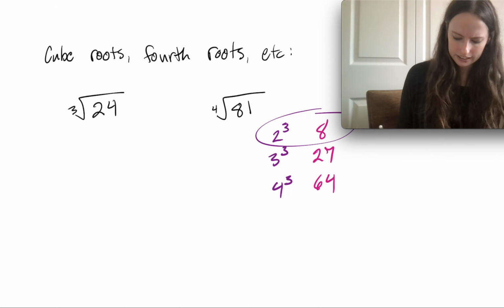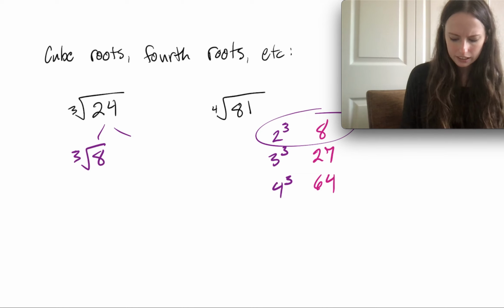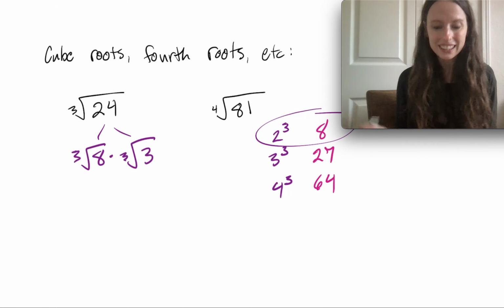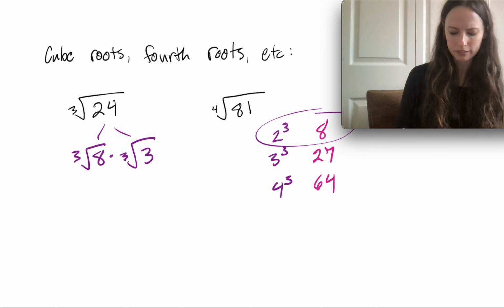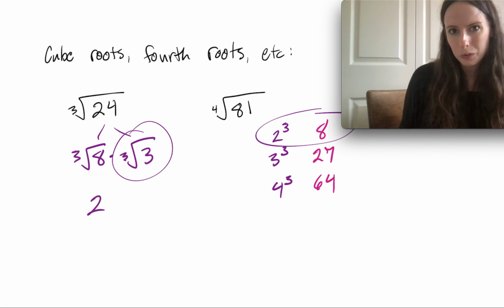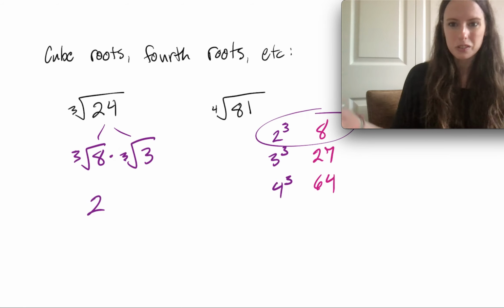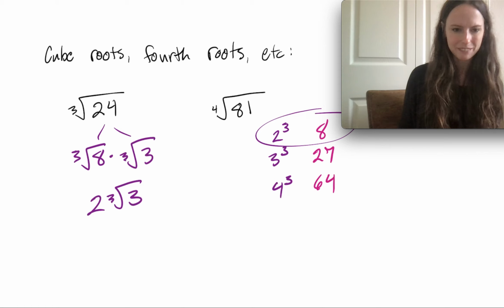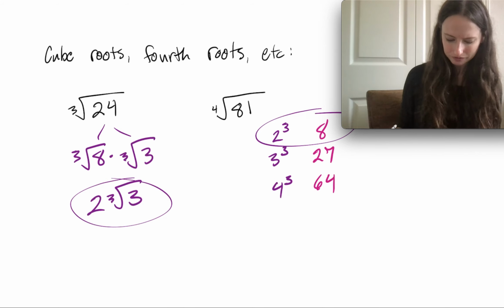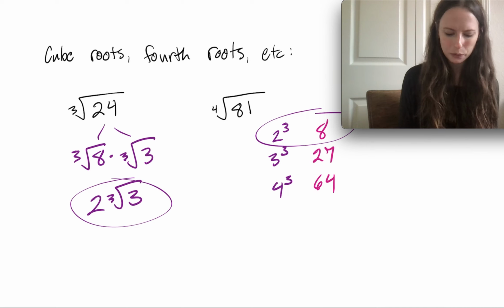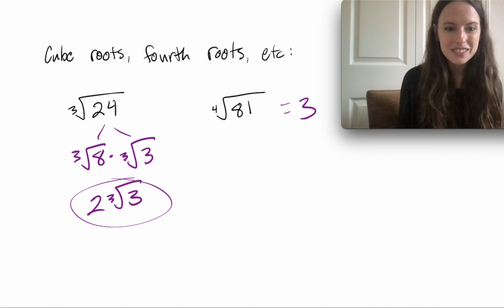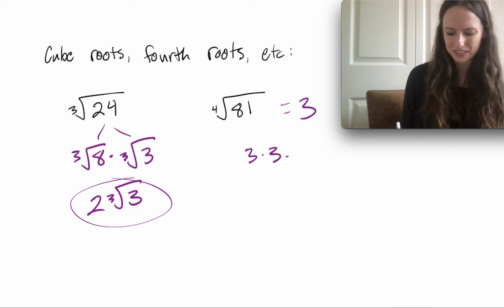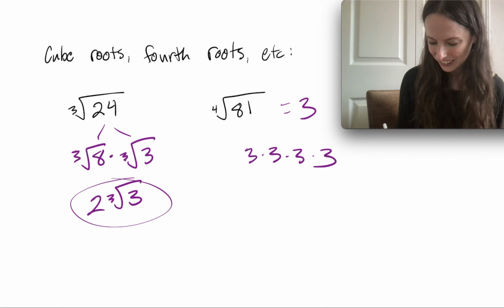So let's break this apart into the cube root of 8 times the cube root of 3, right? Because 8 times 3 is 24. All right, so the cube root of 8 will simplify to 2, while the cube root of 3 isn't going to simplify at all. There is no number that you multiply 3 times and get 3, so this would be our final answer. Finally, for the fourth root of 81, our answer here is just going to be 3. And the reason why is because 3 times 3 times 3 times 3 equals 81.